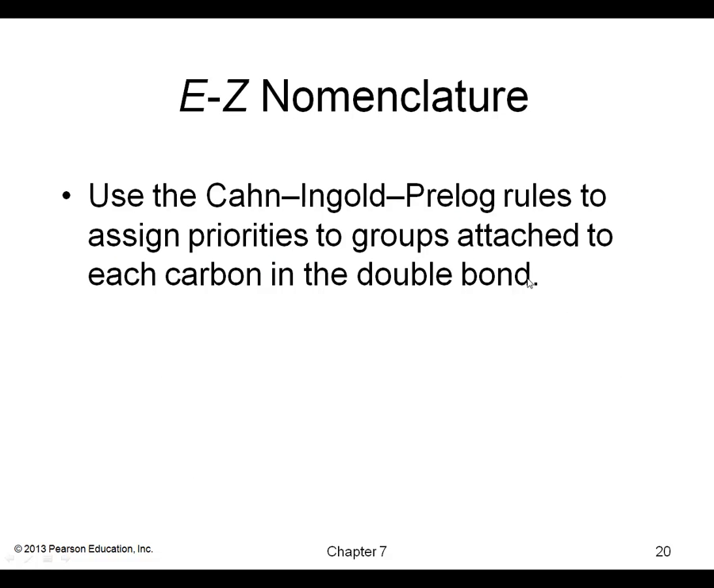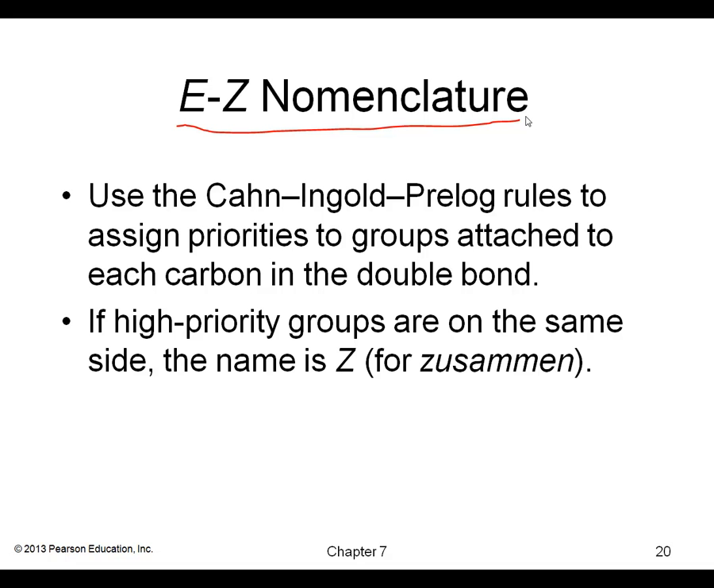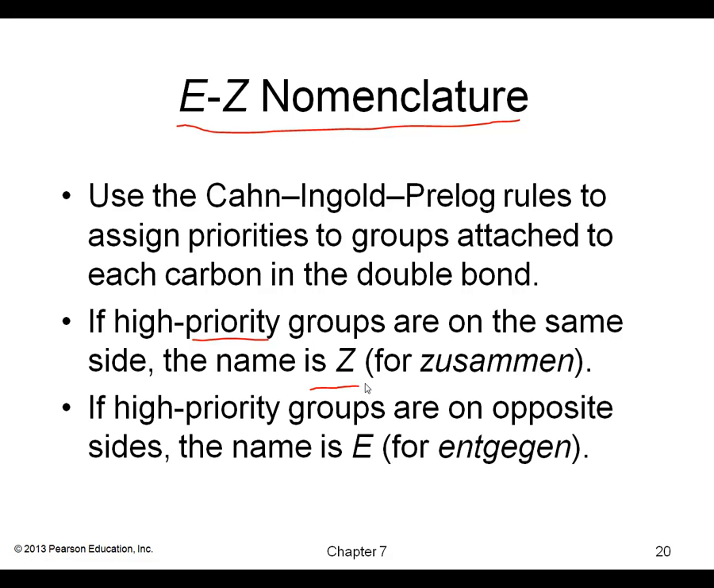Another way to name the type of double bond is using the EZ nomenclature. It's kind of similar to cis-trans, but let's see what the differences are. What we're going to do is prioritize the groups. If the prioritized groups are on the same side, we get the Z isomer. If they are on opposite sides, we get the E isomer.